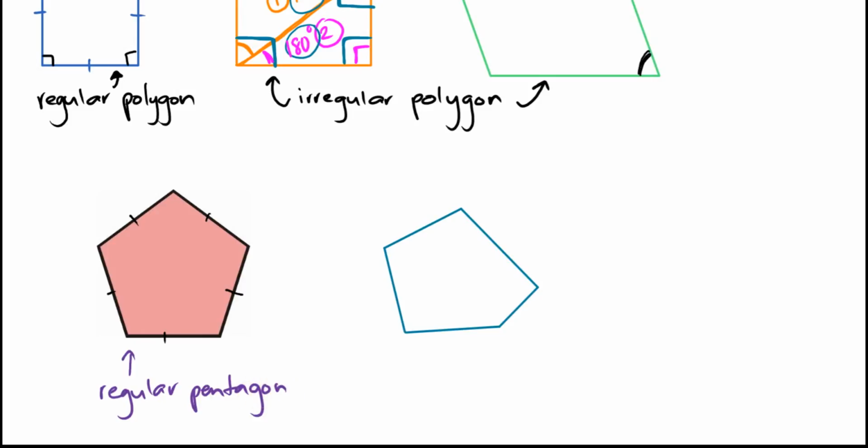All the sides are of the same length, that is why we have these symbols here, and all the interior angles are exactly the same. As opposed to this pentagon, which is an irregular pentagon, because you can see that the sides are of different length and also the interior angles are different as well. So that would be an irregular polygon.